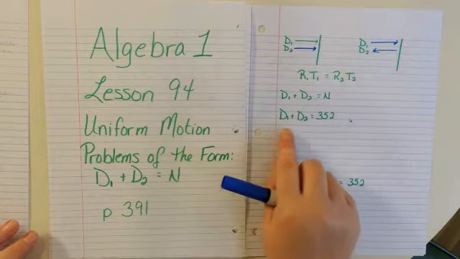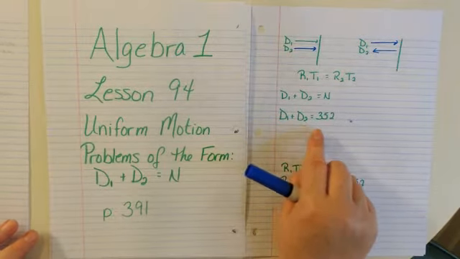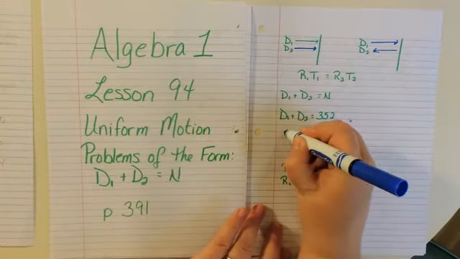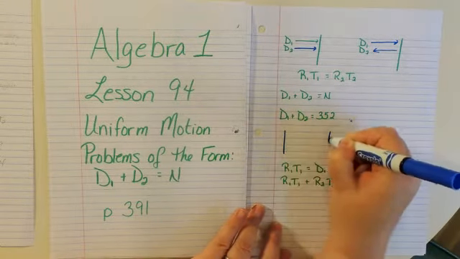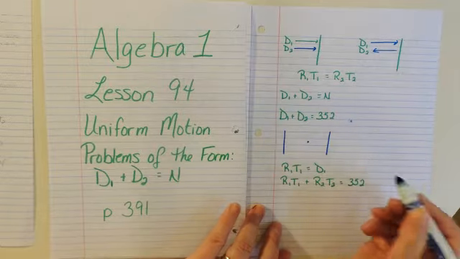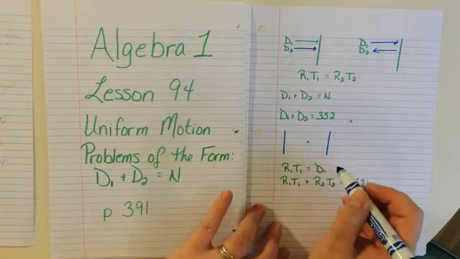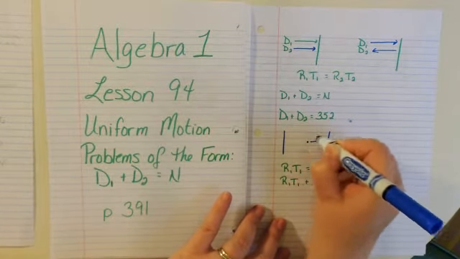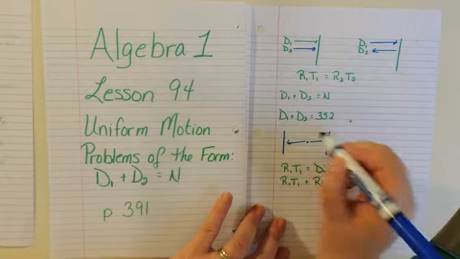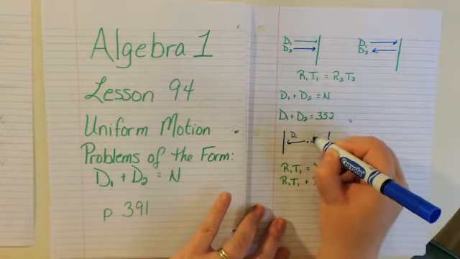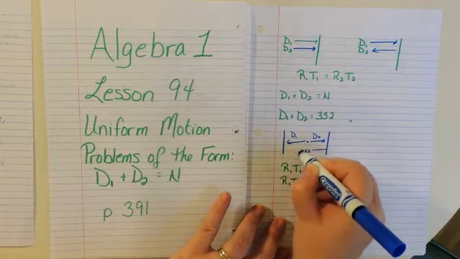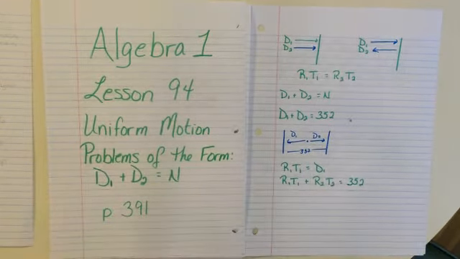So for example, if distance 1 plus distance 2 equals 352, the diagram of the problem could look like this. Either we have two vehicles or people or something that are going to start at the same point, and one of them is going to travel this way, one of them is going to travel this way, and D1 plus D2 is going to equal 352, which is the distance of both of them together.